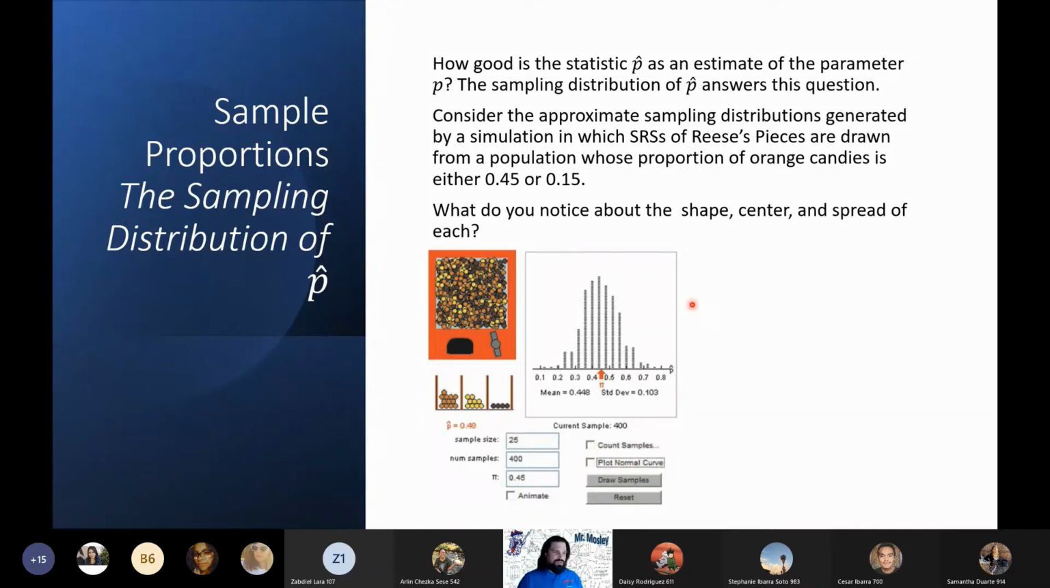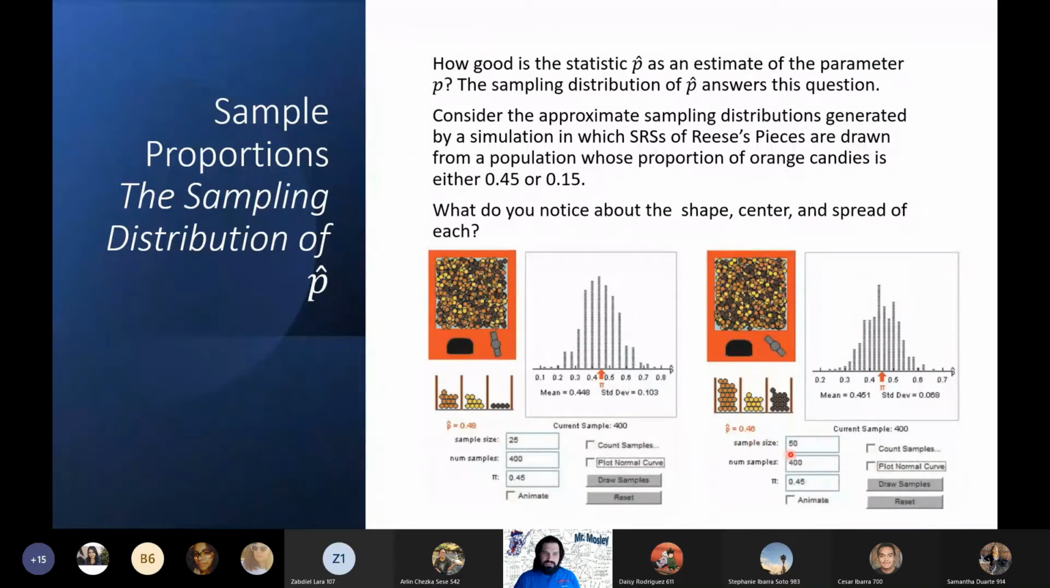So here's our first distribution. This is a sampling distribution of the proportion of orange candies in samples. We did a sample size of 25. We did 400 samples, it looks like. The true value was 0.45. We got a p hat of 0.48. We see the center is pretty close to what we would want it to be, an unbiased statistic.